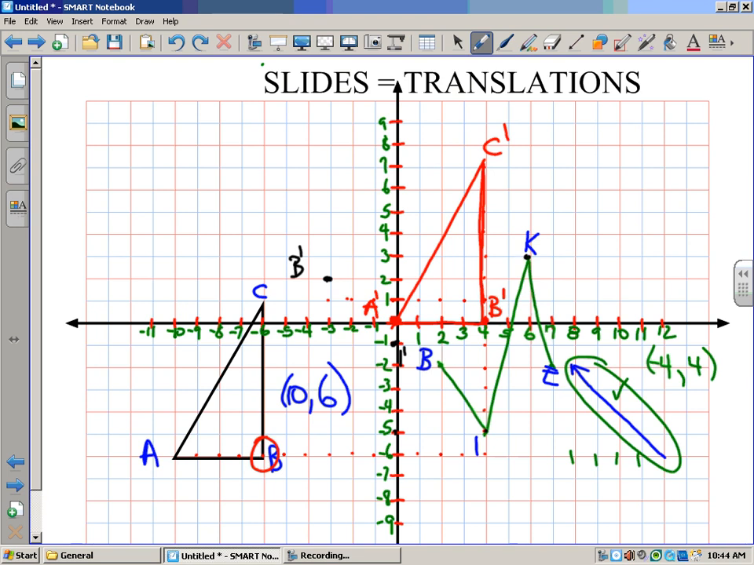K, which is up here, I'm going to move 4 to the left, and up 4, which would put K prime right there. And lastly, E, I'm going to move 4 to the left, and up 4, which would put E prime right there.